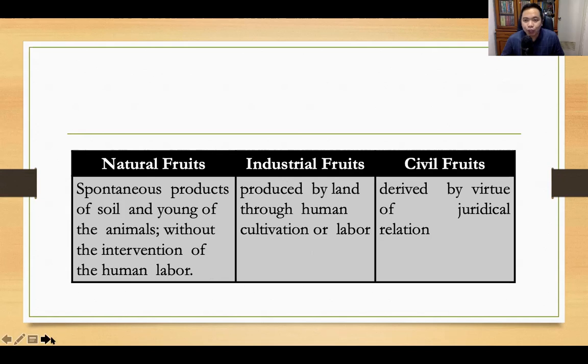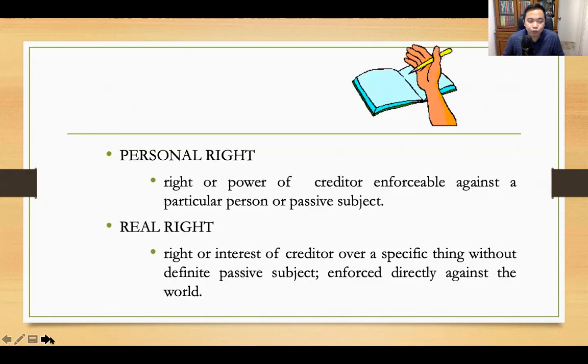Industrial fruit is that produced by land through human cultivation or labor. For example, if you have established a farm, and then you have, for example, planted some dragon fruits by cultivation or human labor, pag namunga yan, ang tawag dyan, class, industrial fruits.